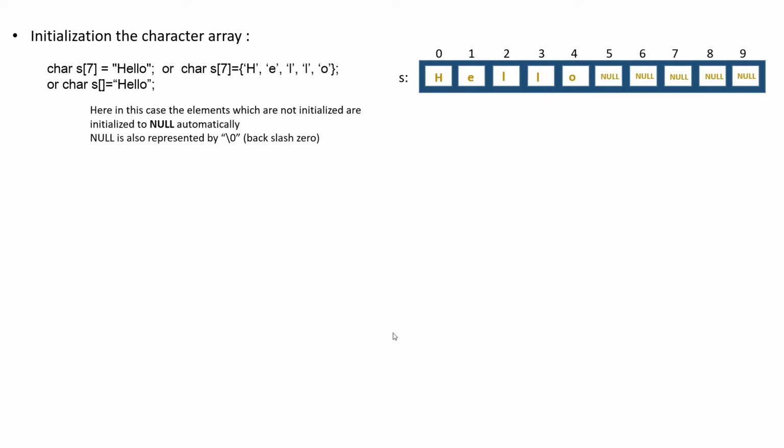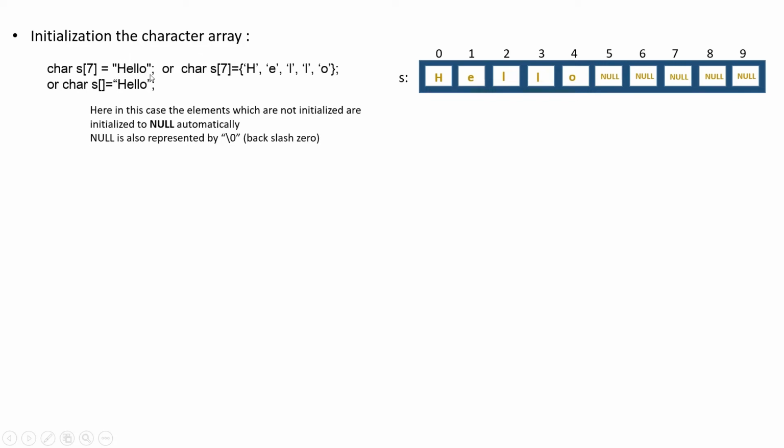Now, this is how we initialize a character array. So, char s[7] is equal to "hello". We write this in double quotes, as you can see here, or you can initialize it in this way also: char s[7] is equal to individual elements in single quotes. This is quite similar to how we initialize the integer array, and this is the special case for strings.